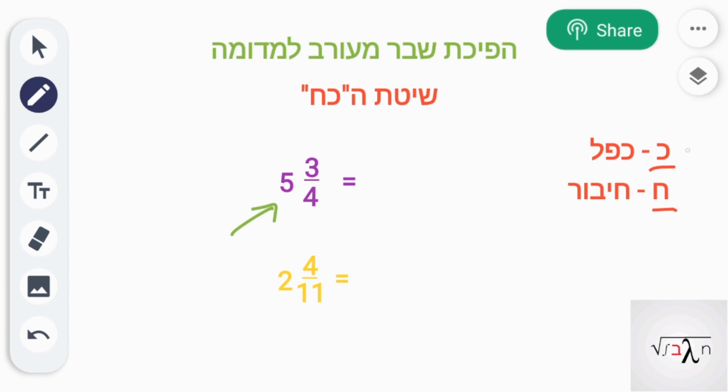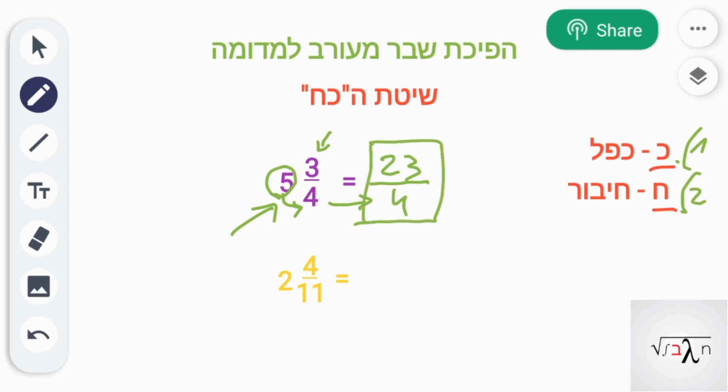We'll start with the first letter M, which stands for multiplication. We'll multiply the amount of whole numbers by the denominator. 5 times 4 equals 20. And now the letter A, addition. We'll add the numerator to the answer we got. 20 plus 3 equals 23. The solution will be the numerator, and the denominator will stay the same. So we could say that 5 3/4 is also 23/4. And that is the improper fraction and the final answer.